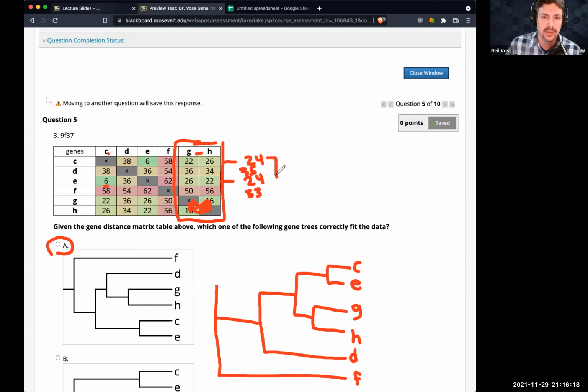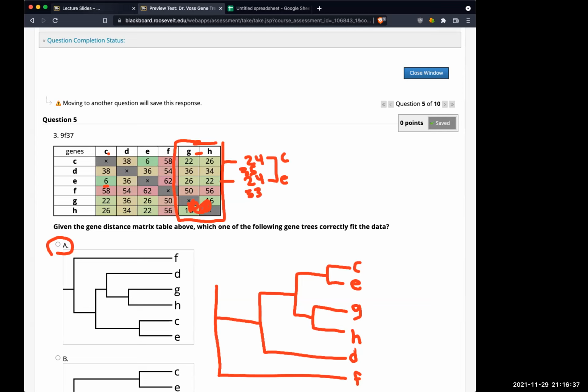So C and E are the lowest numbers, right? Does that make sense? But C and E are already paired. So if I want to connect G and H to C and E, which these numbers are telling me, this is how I do it. I don't know if that worked, but.